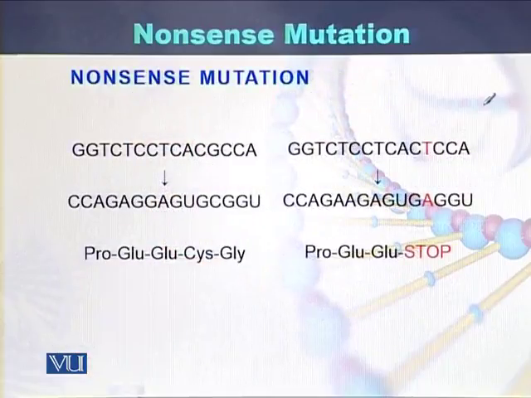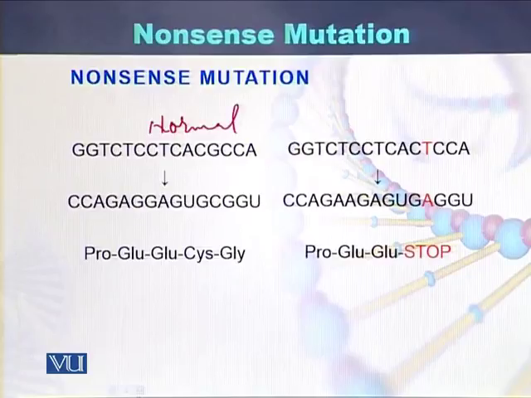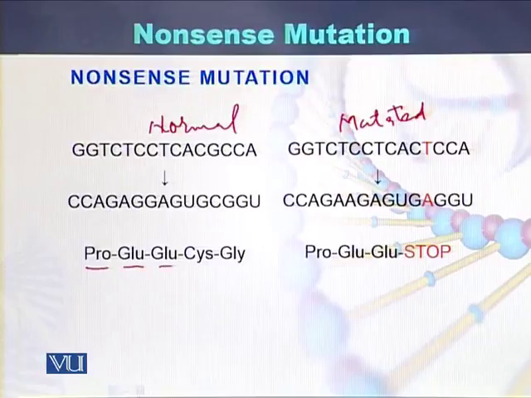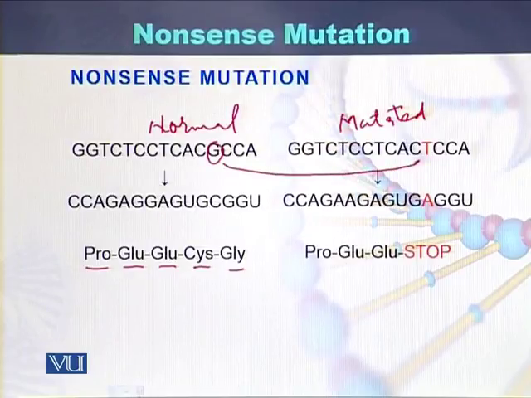In this sequence, we see that this is the normal sequence and this is the mutated sequence. In the normal sequence, as a result of transcription and translation, the amino acids which are produced are proline, glutamic acid, cysteine and glycine. While there is a change in the sequence of the DNA, instead of this G, we see that it is replaced by T.